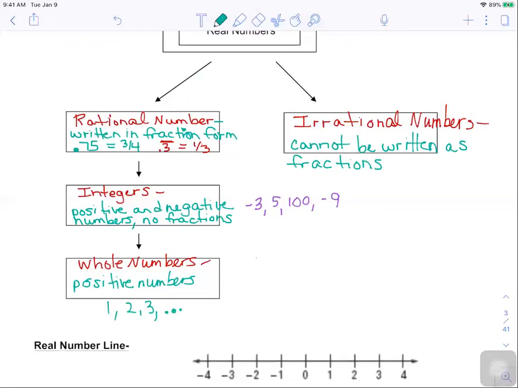So the example I used to the left was 0.75 because we could write that as the fraction of 3/4. An irrational number is just going to be any random decimal. So maybe 0.13579. So they're random decimals. The square root of 3 is considered irrational. The square root of 3 is 1.73, and then it goes on and on. It has a whole bunch of decimals after it, but it can never be written as a fraction.